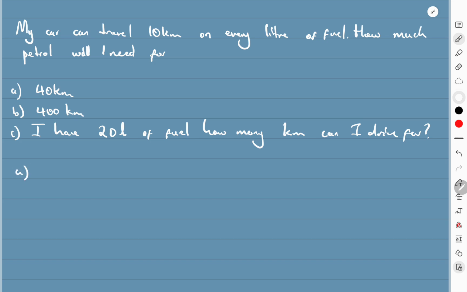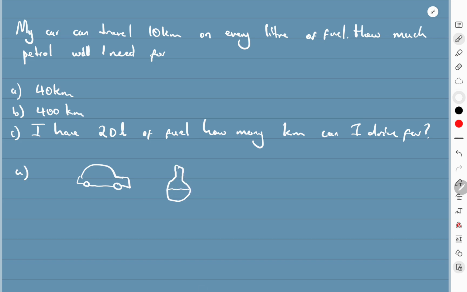It means I have a car, right? Let me just draw a simulation. It's always safe to have a simulation of what it means, right? I have a car. This is my car. Now this car uses fuel, right? It means if I put 1 liter of fuel, so let's say this one is my fuel.